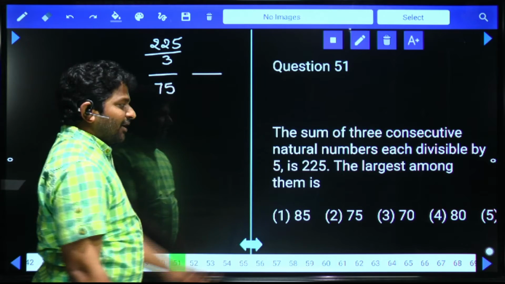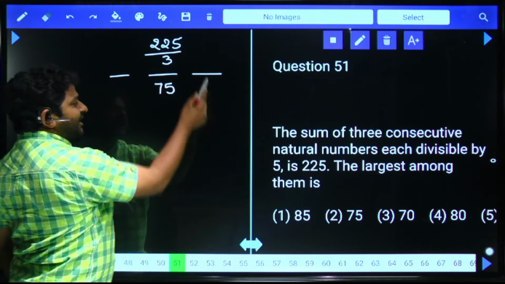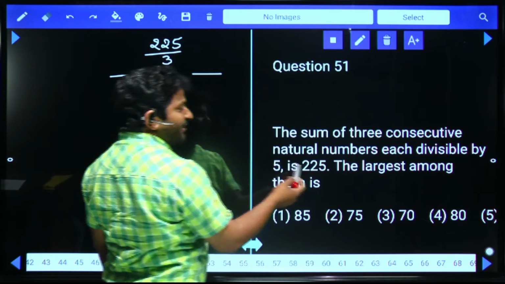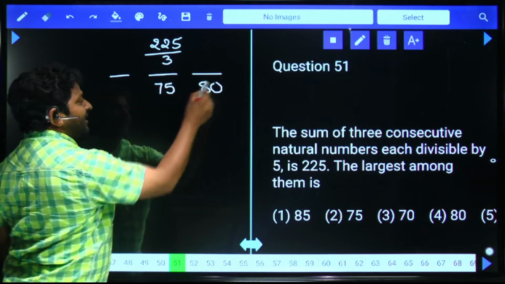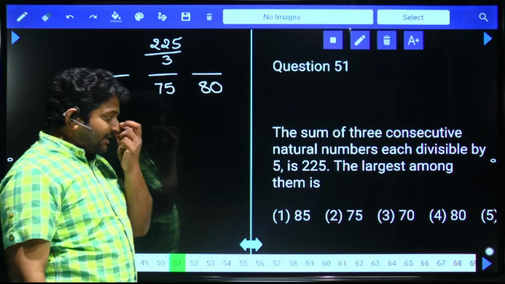The question asked is the largest number. These 3 numbers are natural numbers divisible by 5, meaning multiples of 5. So the next multiple after 75 is 80. So the largest among these numbers is 80.